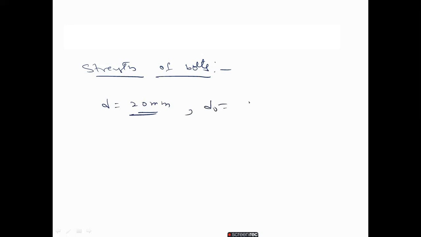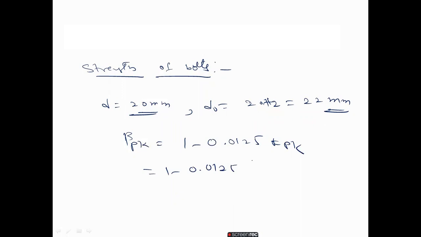So the d naught is 20 plus 2 mm as per the table given in IS 800 2007, so that is 22 mm. And the beta pk value is 1 minus 0.0125 tpk, the formula we know already. Here tpk is the thickness of the thicker packing plate, which is 10 mm. Here we got 0.875.